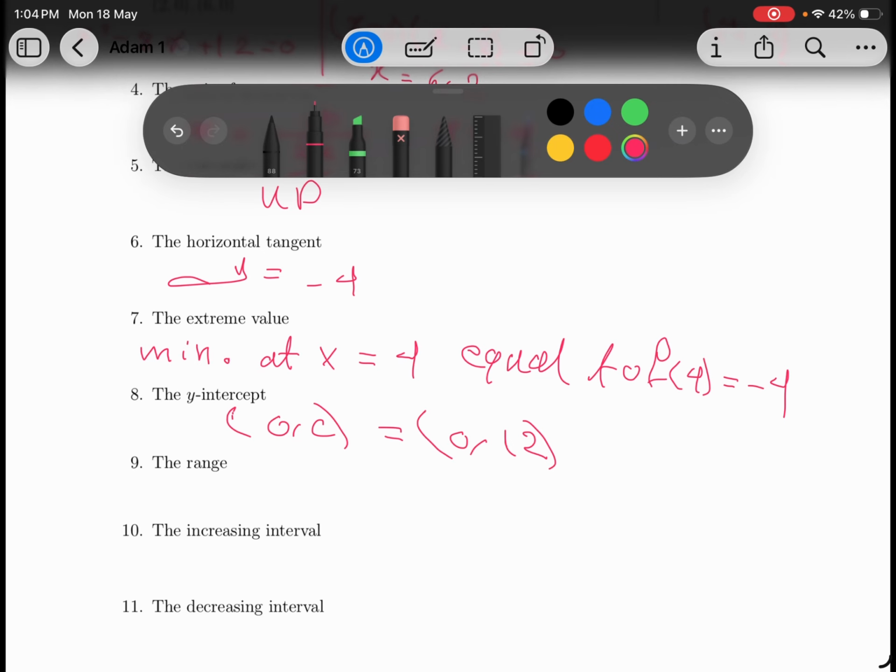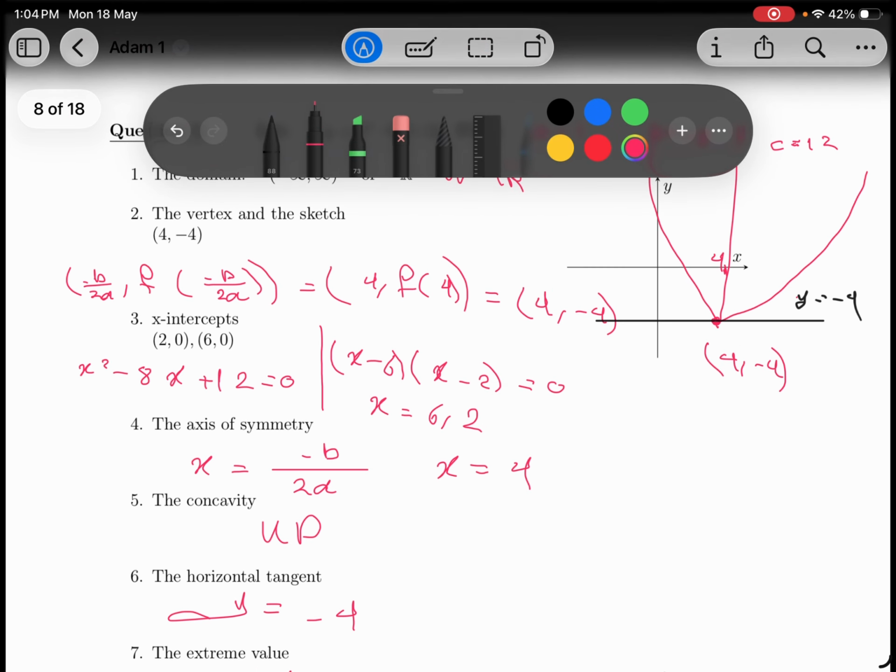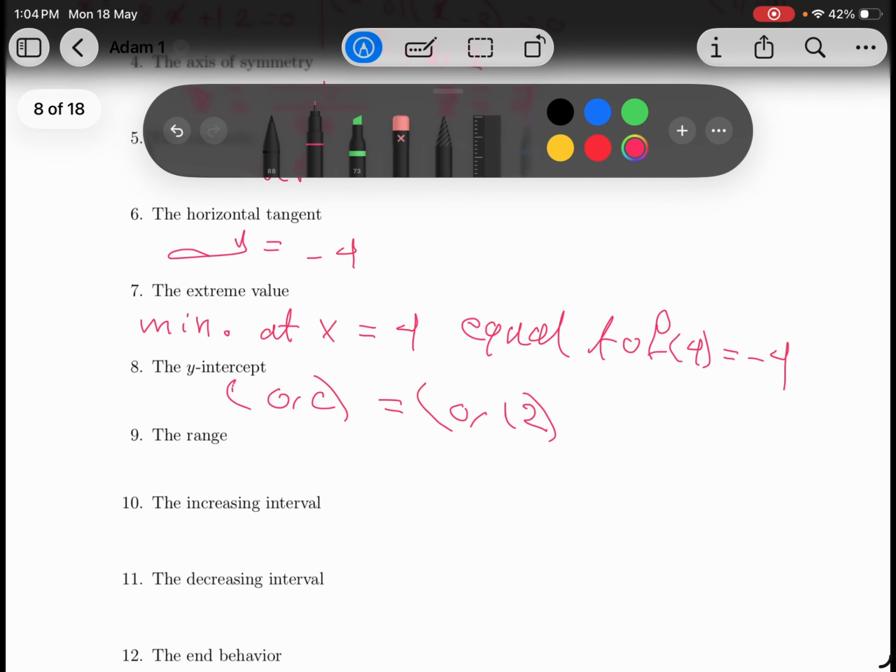Here the range is everything less than or equal to minus 4. So it's from minus infinity to the minimum value, which is minus 4. So the range is from minus infinity till minus 4, and minus 4 is included. So please close the interval here.